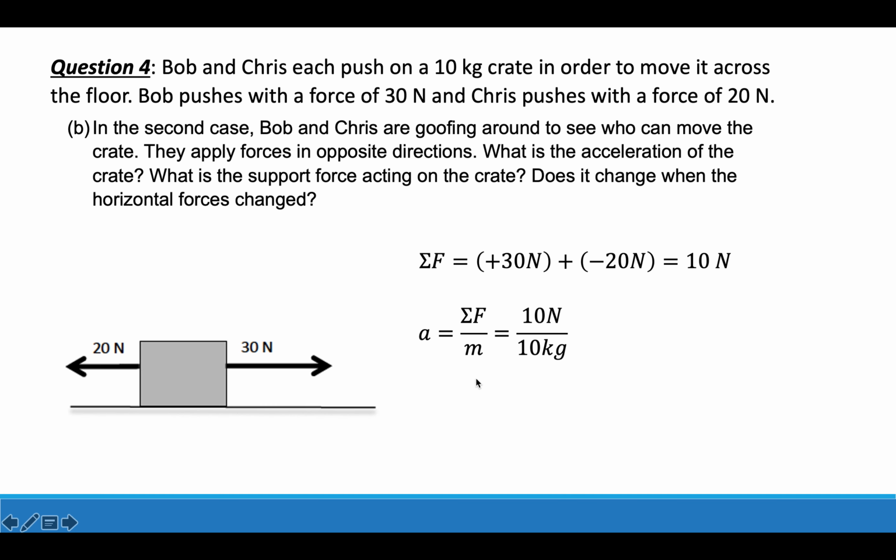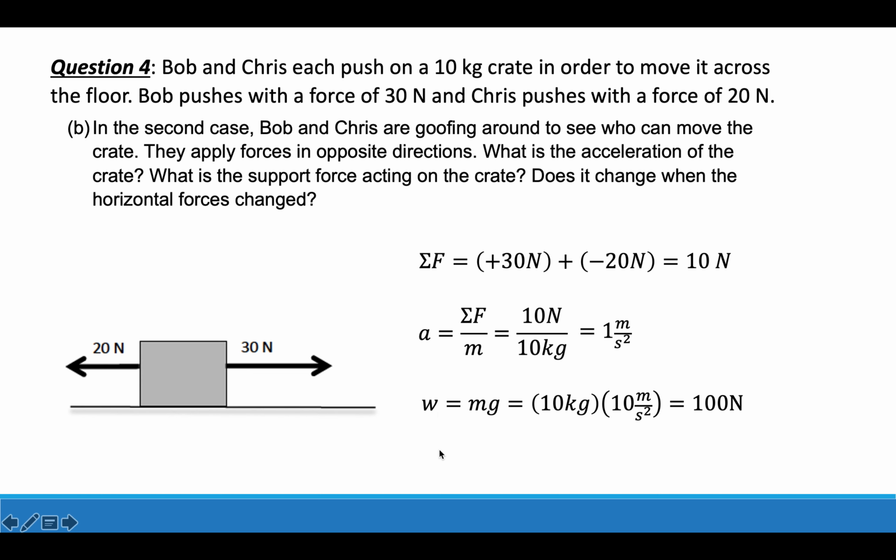We can now determine the acceleration, which is just the net force divided by the mass. So we know the mass is 10 kilograms, so 10 newtons divided by 10 kilograms is an acceleration of 1 meter per second squared. So in this case, the change in velocity of that crate is only 1 meter per second every second that goes by.